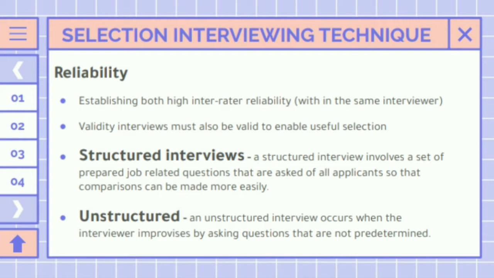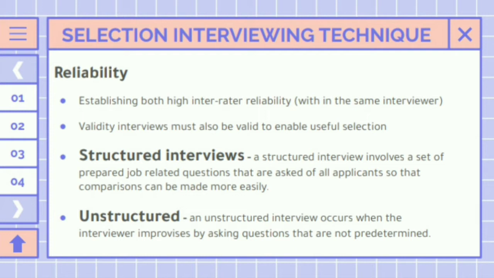Selection interviews must meet the same standards for reliability and validity as all selection methods. In general, interviews are relatively poor predictors because many interviewers are not skilled at the process and rely too much on gut instinct. Establishing both intra-rater reliability within the same interviewer and inter-rater reliability across different interviewers is difficult, but can be achieved through the use of structured interviews. Inter-rater reliability becomes important because several interviewers are often involved in selecting employees from a pool of applicants.